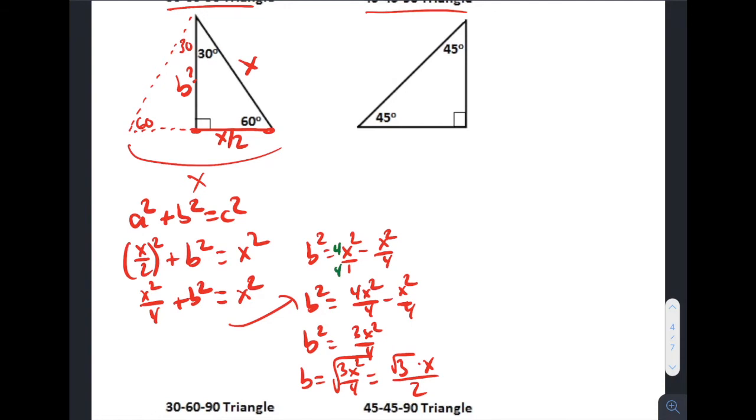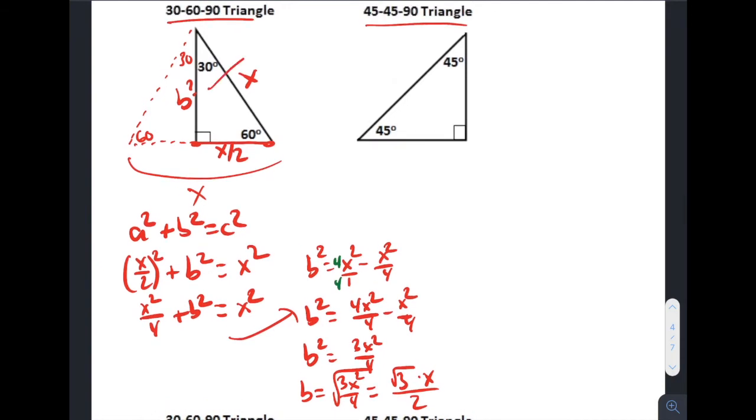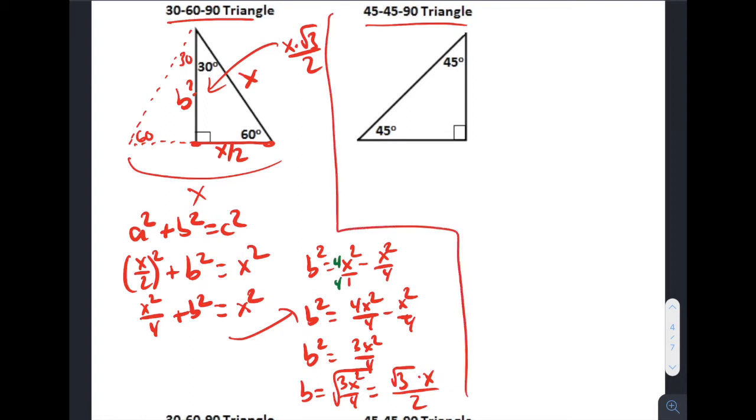So what does that tell us? It tells us that if we go back up here, this is going to be whatever our x value is times root 3 over 2. Which is sort of nice. This is a relationship that's going to be true for any 30, 60, 90 triangle that we've got here. So root 3 over 2 times the x value is going to give us that. And similarly, this is going to be 1/2 times that x value.